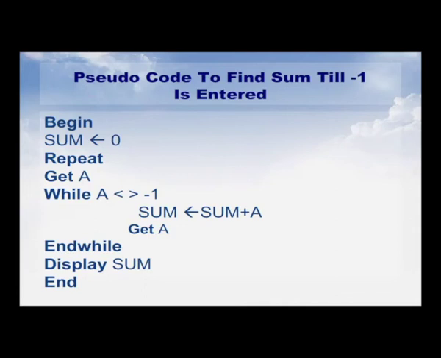This process will repeat as long as the user chooses to enter a positive number, but as the user enters -1 as the input, the condition becomes false and we exit the loop, and finally we display the sum.